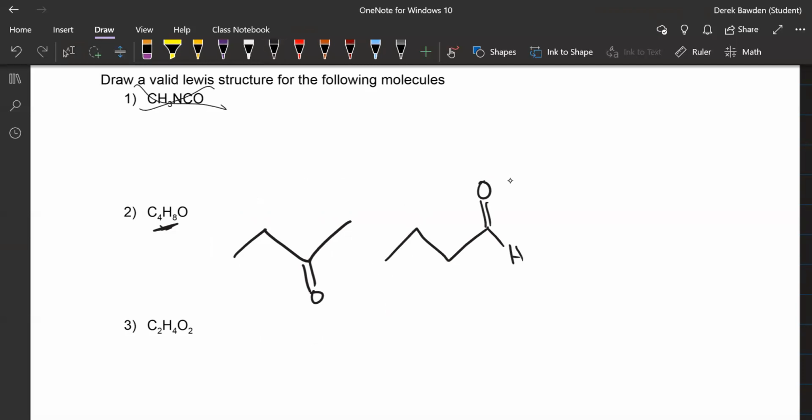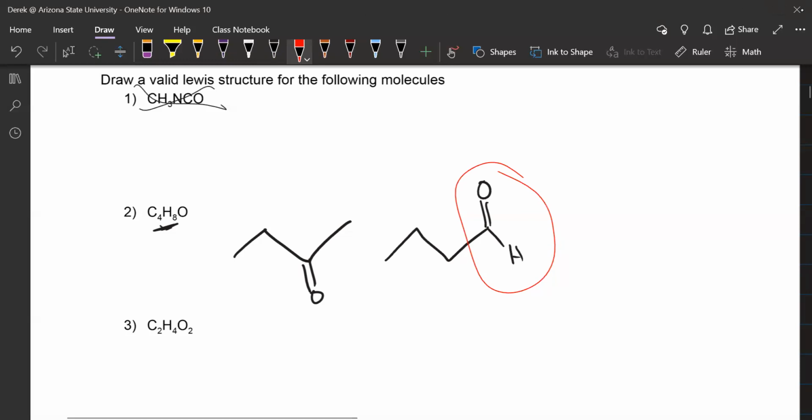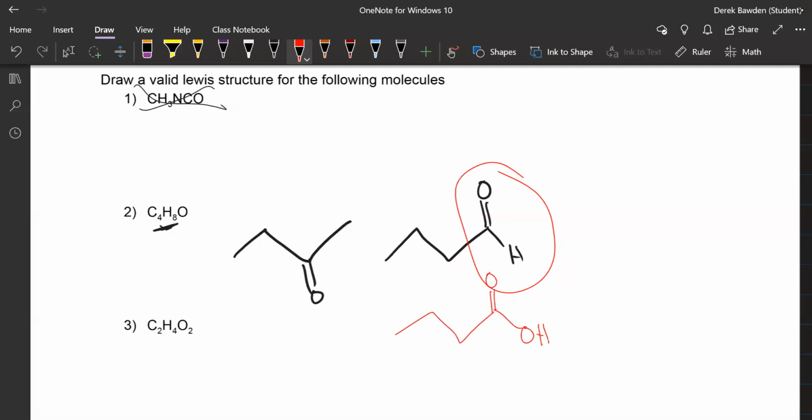What functional group is this? Does anybody know? That's right. Close. It looks a lot like a carboxylic acid. A carboxylic acid would look like this, with an OH instead of just an H. Yep, perfect. Tanner got it. It's an aldehyde. So when there's no OH right here, if this was an oxygen, it would be a carboxylic acid, but since it's just a hydrogen, it makes an aldehyde.